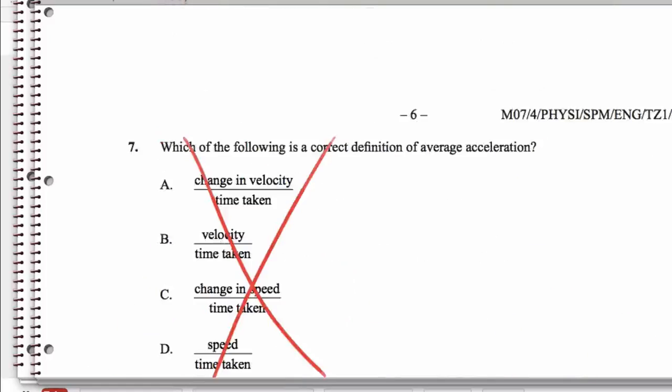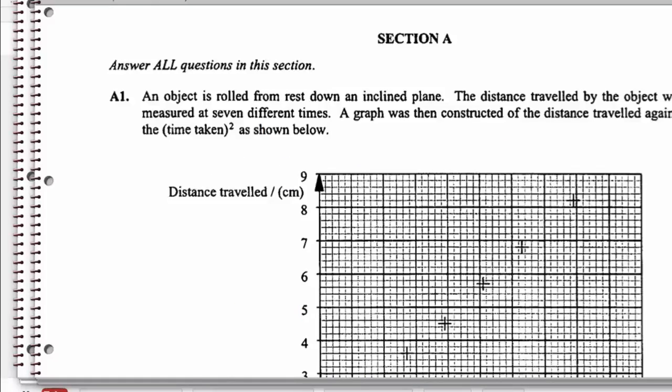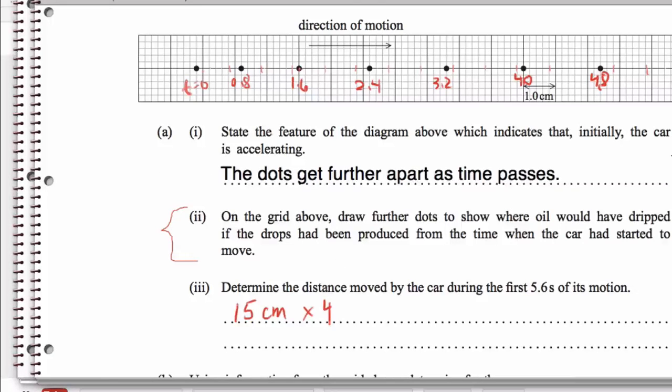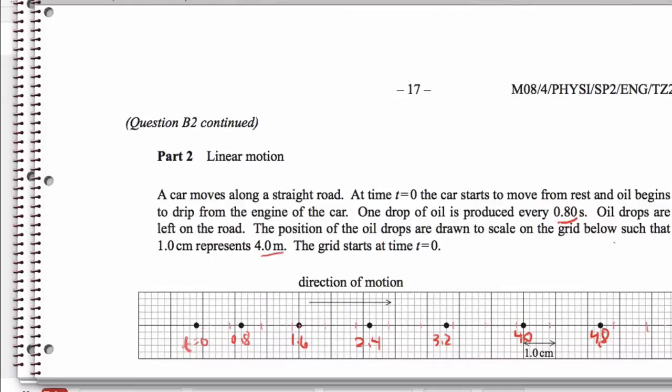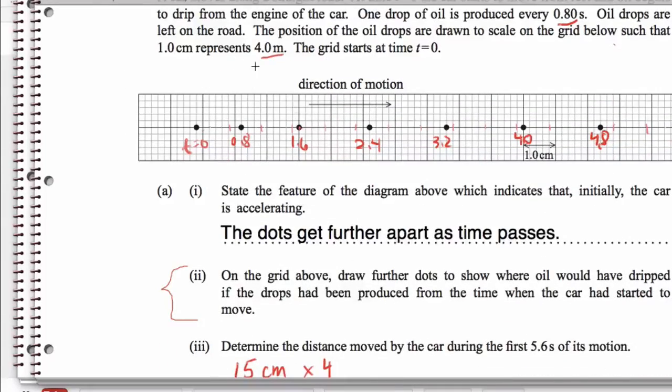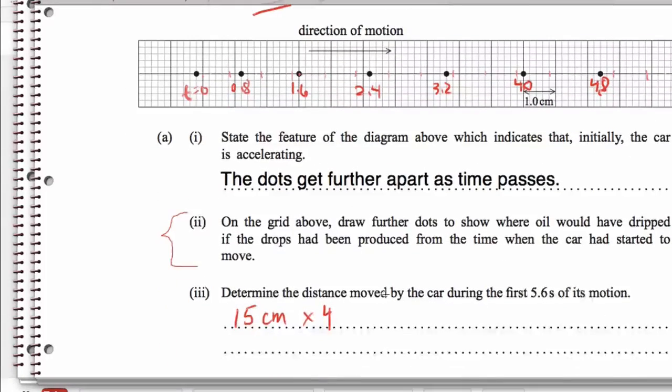Yeah, just suddenly skipped to the back. Sorry about that. So we're told that it scales by 4 meters right there. So 15 centimeters times 4 gives me 60 meters worth of motion.